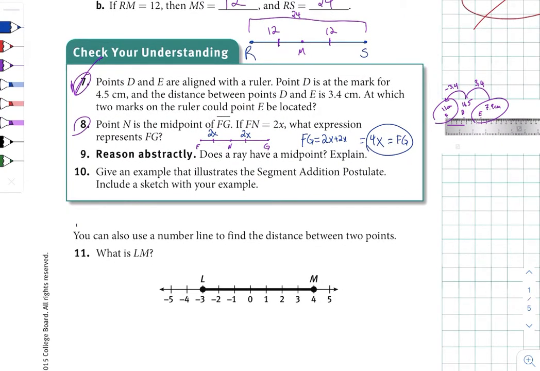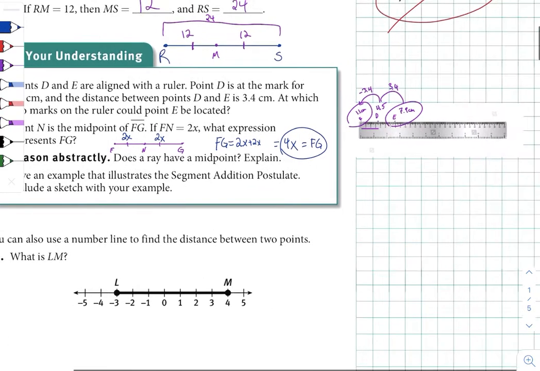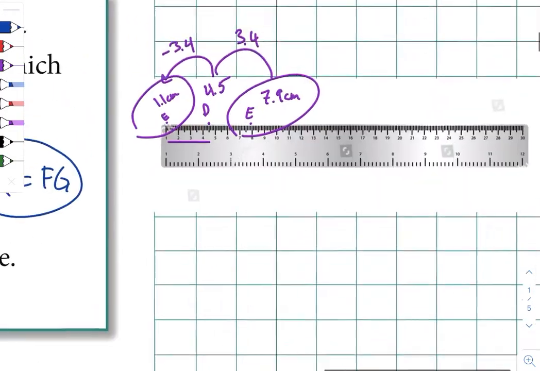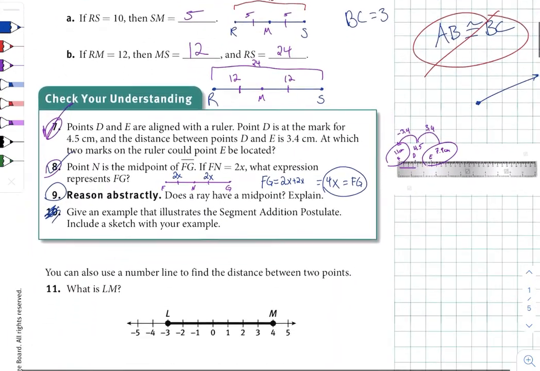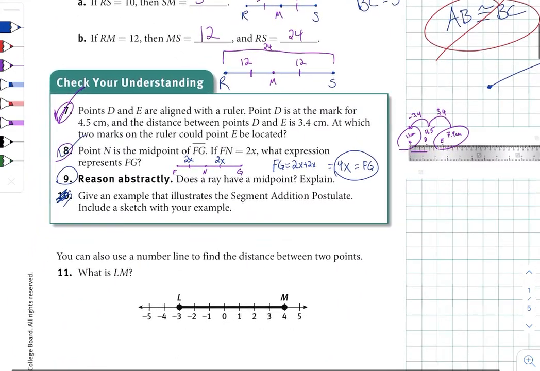Number 9 says, does a ray have a midpoint? Explain. So a ray starts at one point and goes forever in one direction. No, there's no midpoint. This is infinitely long, so there's no way of finding a halfway mark. So nope, there are no midpoints on rays, and we're not worried about number 10.